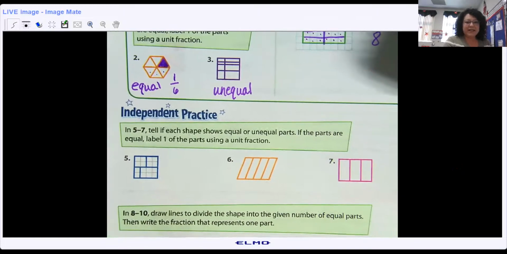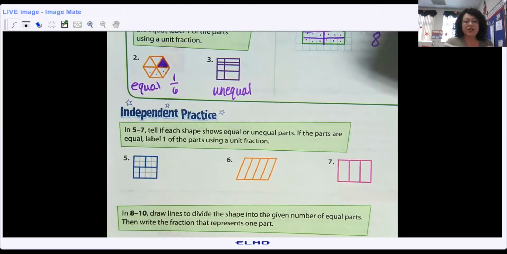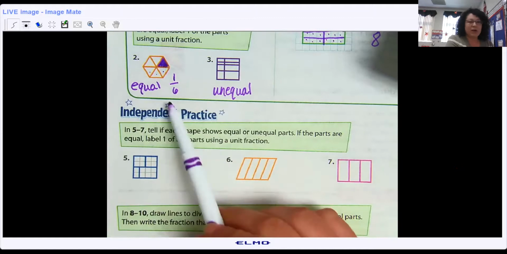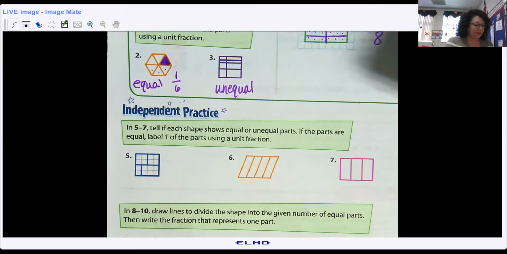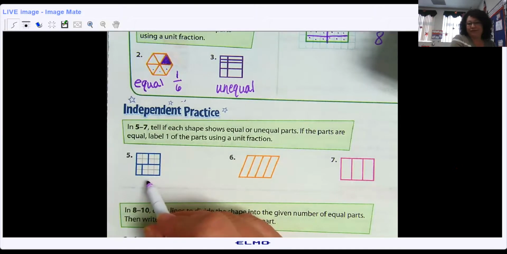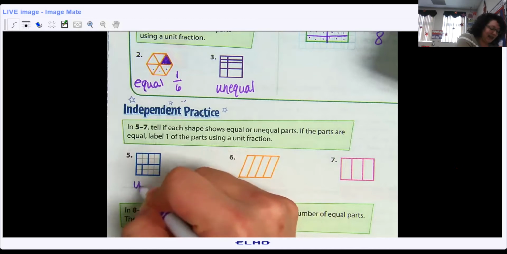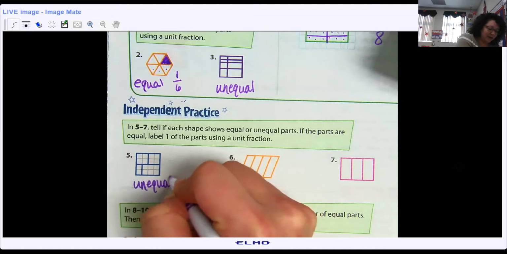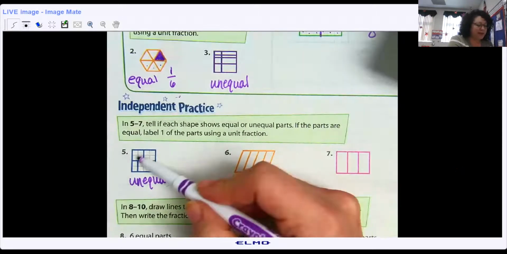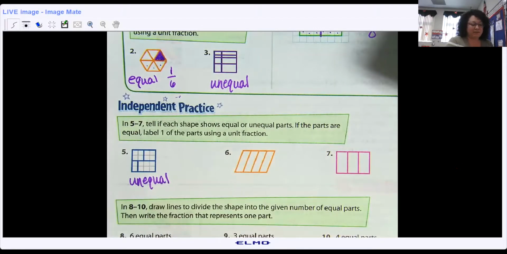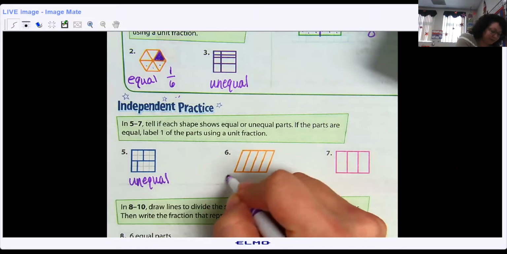All right, 5, 6, and 7. Tell if each shape shows equal or unequal parts. If the parts are equal, label one of the parts using the unit fraction, just like what we did up here. This is pretty easy, I think. Equal or unequal? Unequal. 2 of them are the same, but 2 are different. What about this one? Equal.